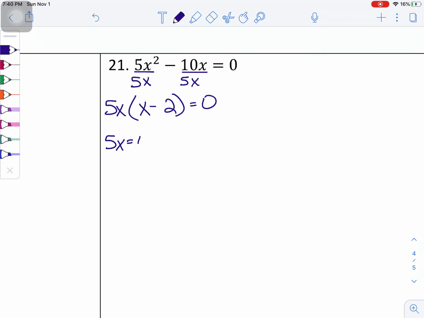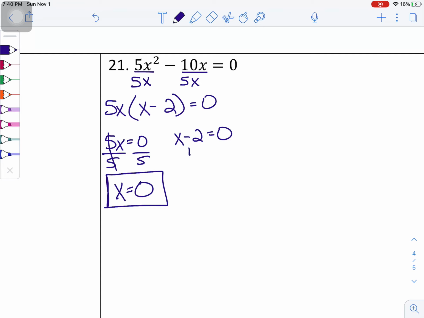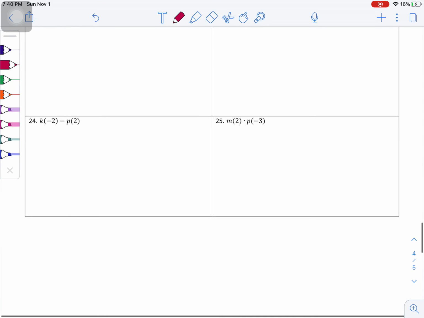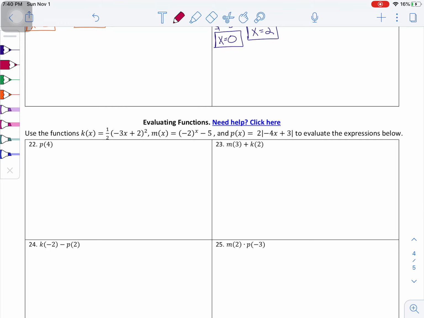So now each of these factors, I'm going to set equal to 0 and solve, just like I've been doing in the past couple problems. So divide both sides by 5, x is equal to 0. And then if I add 2 to both sides here and here, I would get x is equal to 2. All right, so the solving problems are all done. I'm going to go ahead and slide down to, I believe this is the last section, which is evaluating functions. Yes, it is. All right, so we have a couple different functions here.